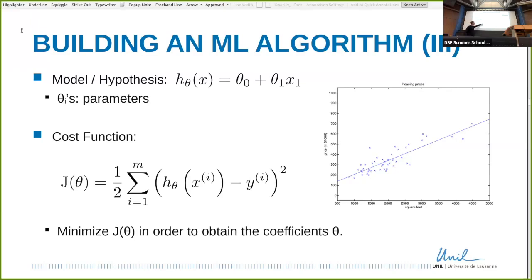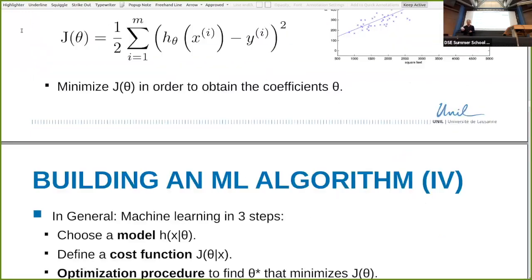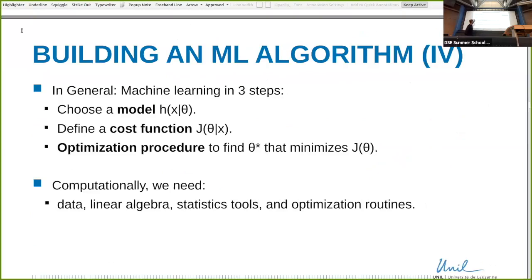To determine the optimal parameters, you need to define the cost function. Here that would be the mean square error. There are other cost functions. And then you need to somehow minimize this expression. This is all that machine learning is. So in 2 bullet points: you choose a model, you define a cost function, and you have an algorithm to determine the optimal parameters. That's all we will do the rest of the week.